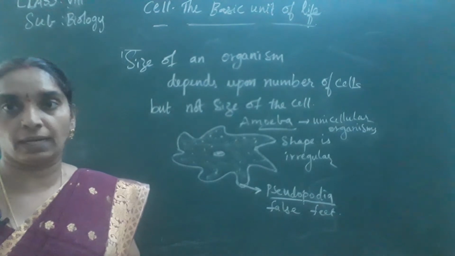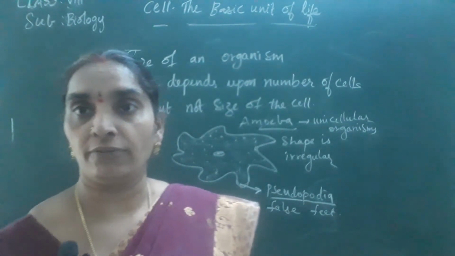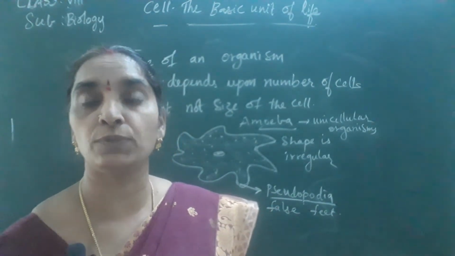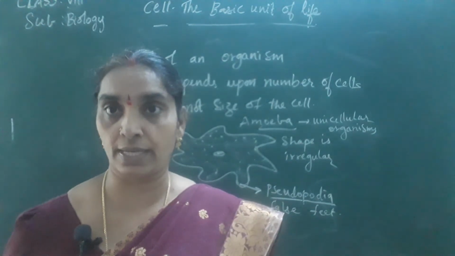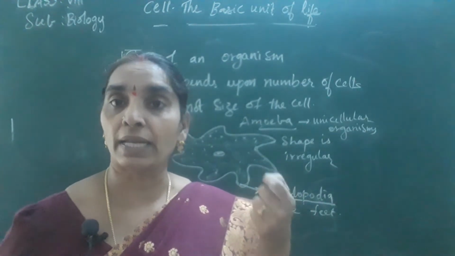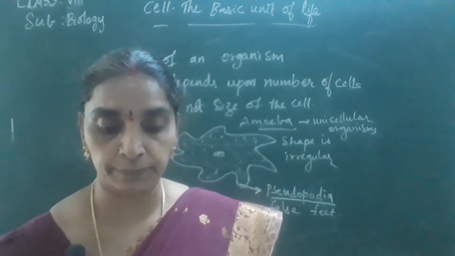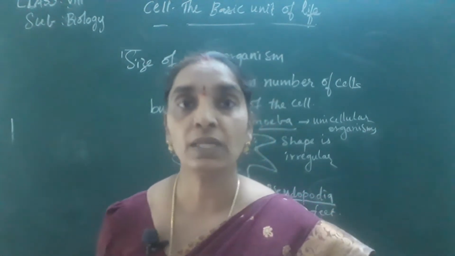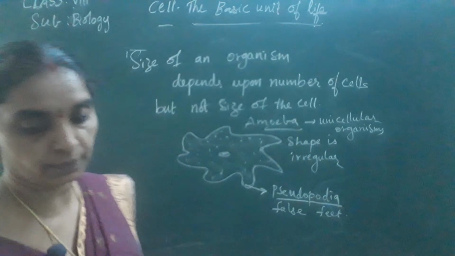The size of the cell varies from the minute microscopic organism to the largest ostrich egg. How does the size vary? It may be a millionth of a meter, or it may be as large as a few centimeters also.